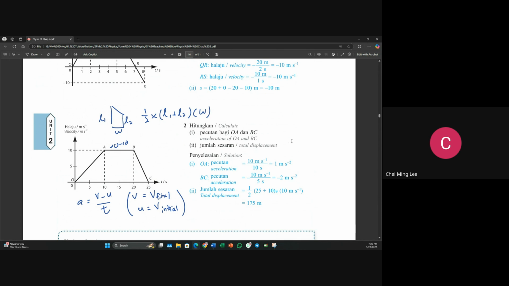Now, for the total displacement, we can make this a trapezium, correct? We try to make this a trapezium. Okay, so we use 1 over 2, 25 plus 10, multiply by 10. Here, 20 minus 10 is 10. So your answer is 175 meter. Or you can use the area under the graph. You add 1, 2, and 3 together, also can. Okay, you do it correctly.